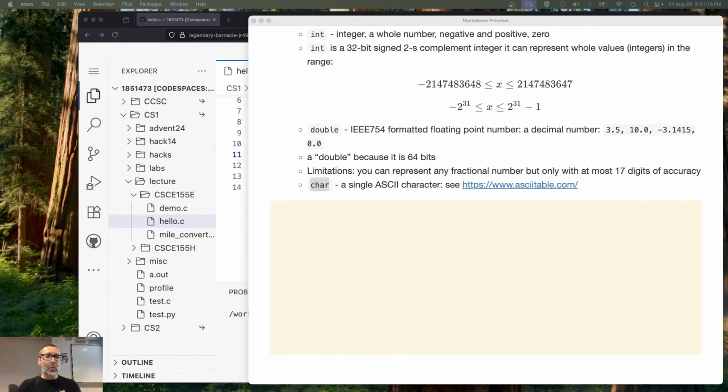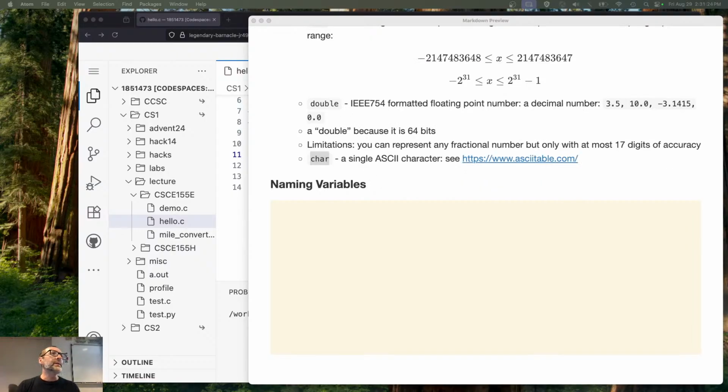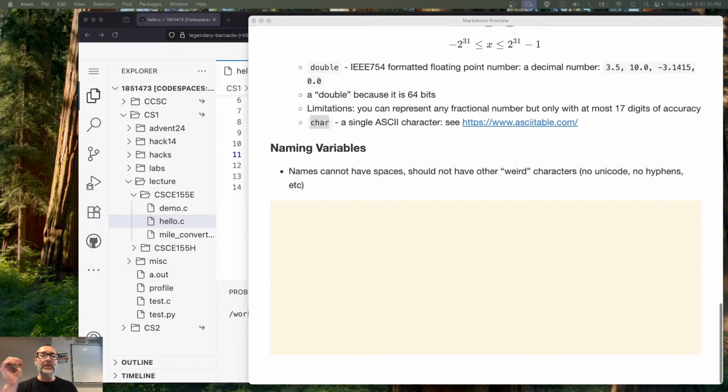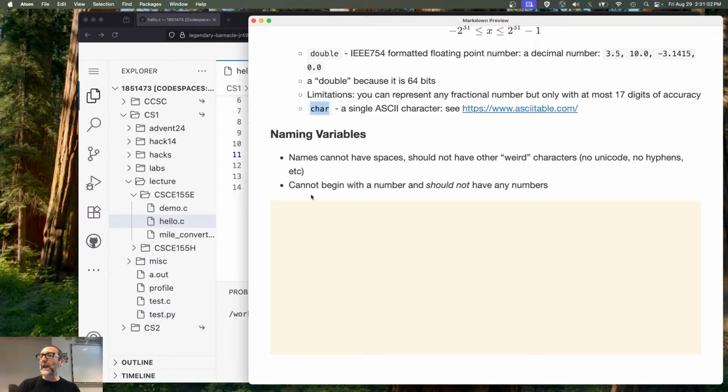All right, so there are limitations again, but when you create your own variables, you have to give them names, right? So there are some good practices when you are naming your variables. There are also rules, and some of the rules are that they can't have spaces. They shouldn't contain weird characters, that is Unicode, no hyphens, et cetera. Hyphens are not allowed because a hyphen is a minus sign, and so you'd have variable minus variable. That's how it would interpret it. It cannot begin with a number and should not have any numbers, all right? So cannot means that it's a rule.